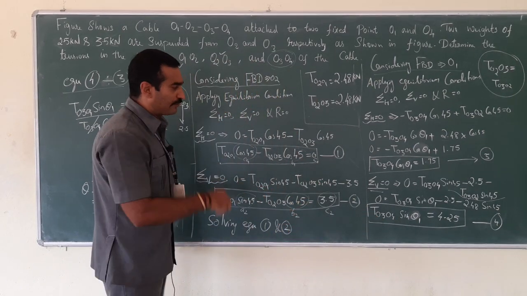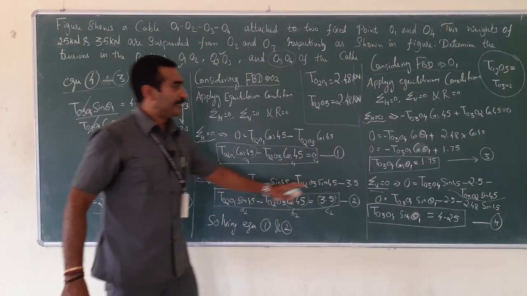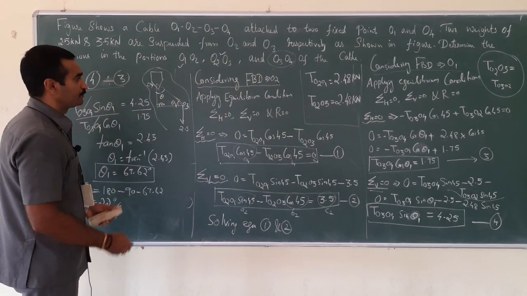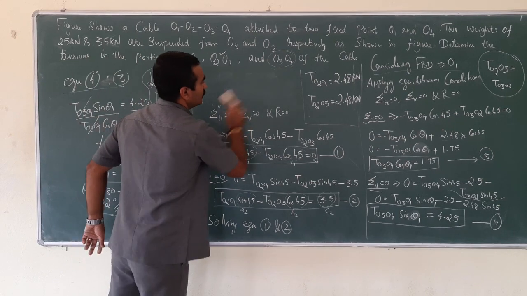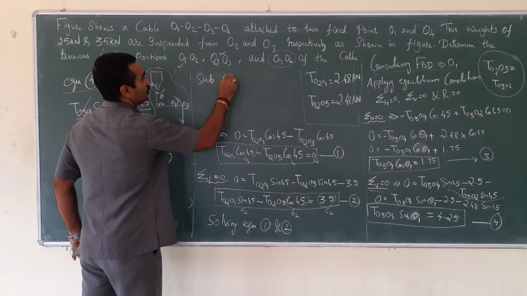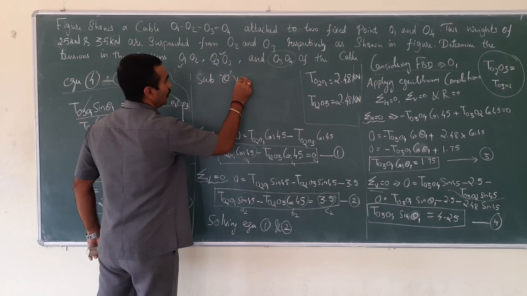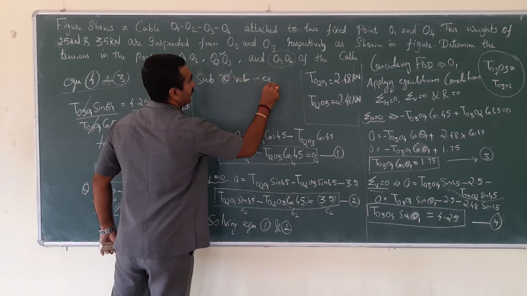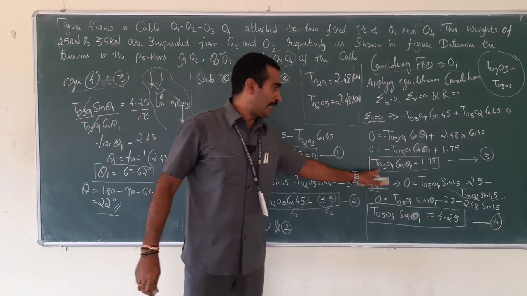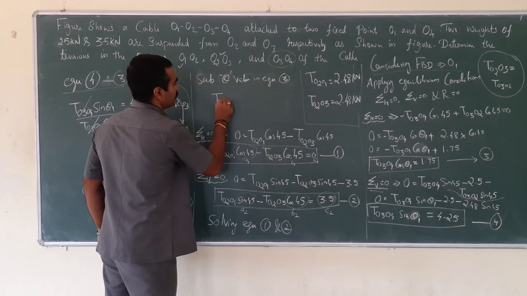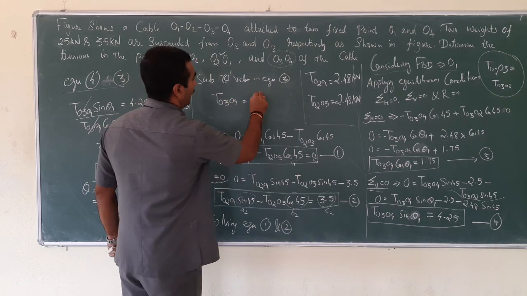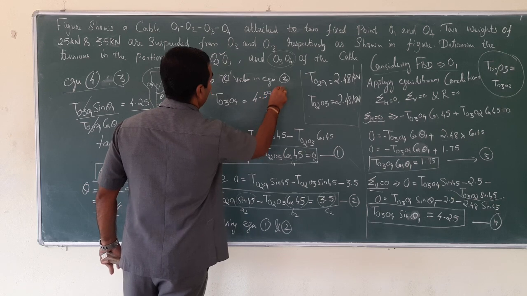Now the unknown force is T O3 O4. Substitute that value, that is the theta value, in equation number 3 or 4. If you just substitute this value in equation number 3, you will get T O3 O4 as roughly 4.59 kilonewton.